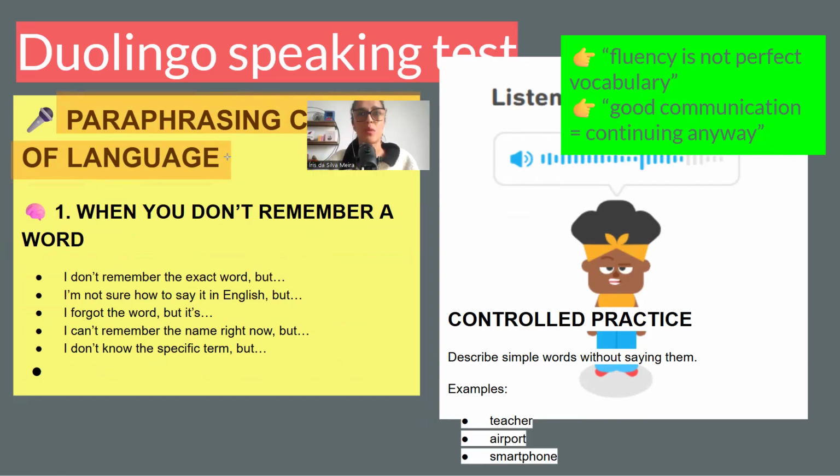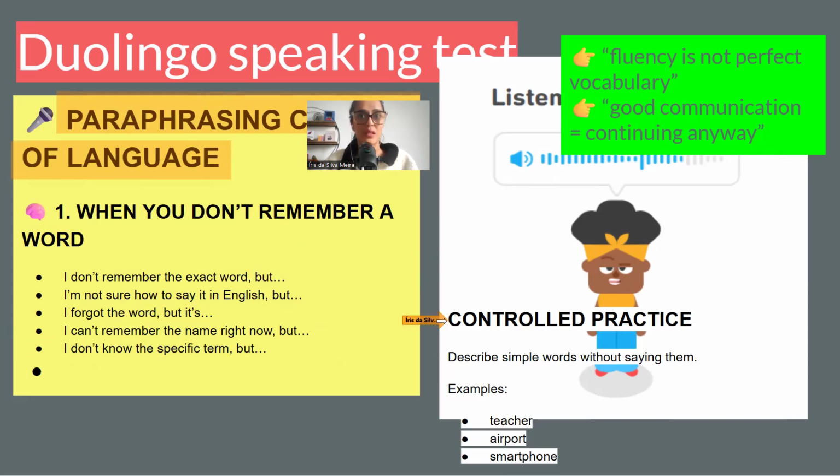So when you don't remember a word, you might say, I don't remember the exact word, but... I'm not sure how to say it in English, but... I forgot the word, but it is... I can't remember the name right now, but... and I don't know the specific term, but... and you keep on going. So let's get down to business, shall we?